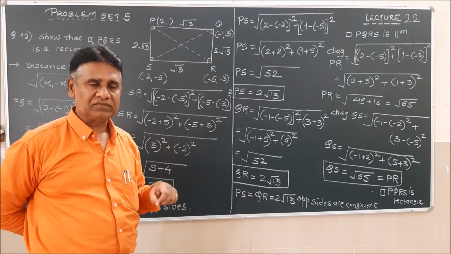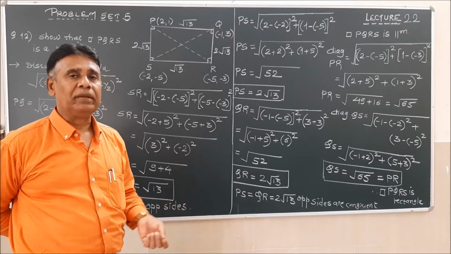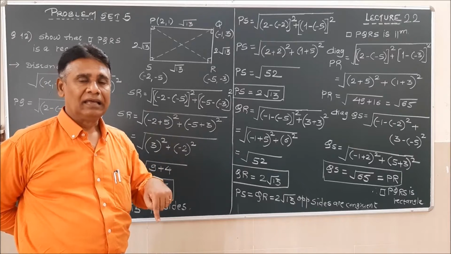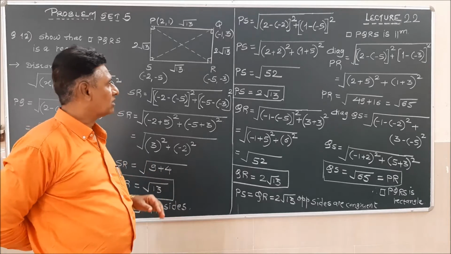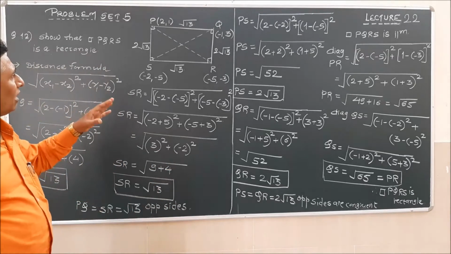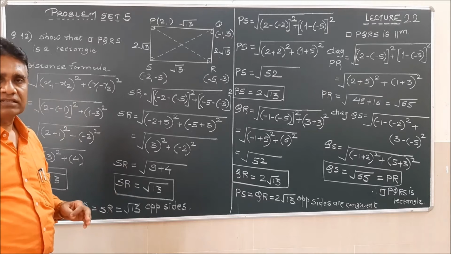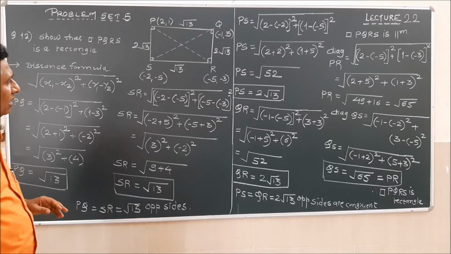The next step is that a parallelogram becomes a rectangle if its diagonals are congruent. So PR and QS, if we prove them congruent, then it becomes a rectangle.